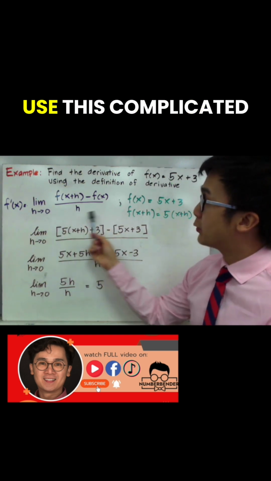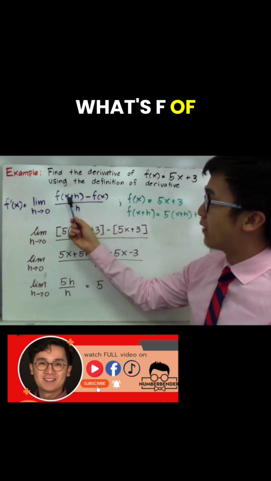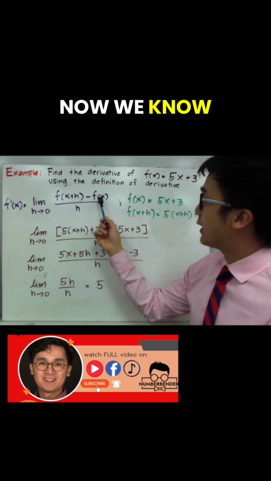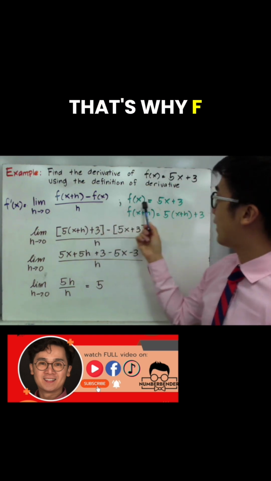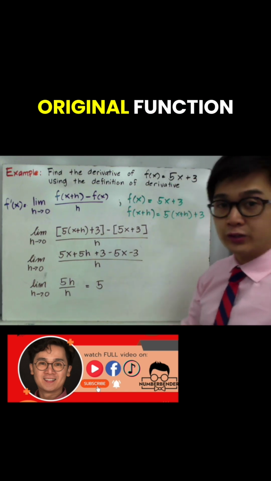Now, before we can use this complicated formula, let's first define what f of x plus h is, and of course, the function f of x. Now, we know f of x is the given function. That's why f of x is equal to 5x plus 3, which is our original function.